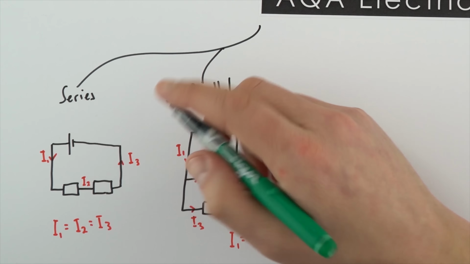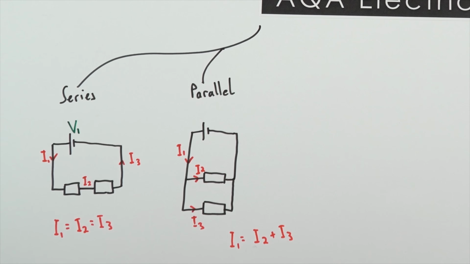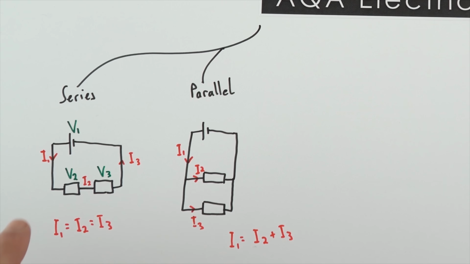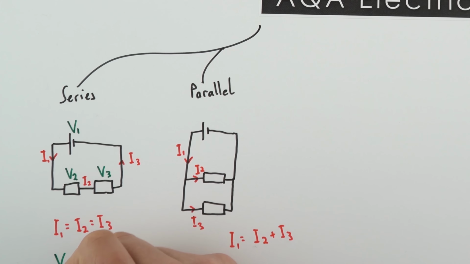But if we were to look at the potential difference, say we had a potential difference of V1 across the cell, and we compared that to V2 and V3, that's the potential difference across these two resistors. What we find is that this potential difference is split between the components. So V1 is equal to V2 plus V3.